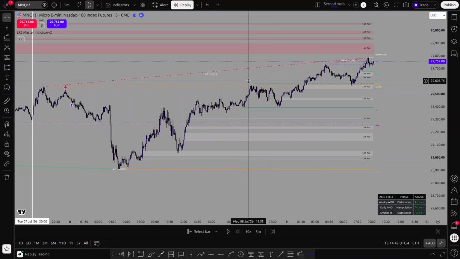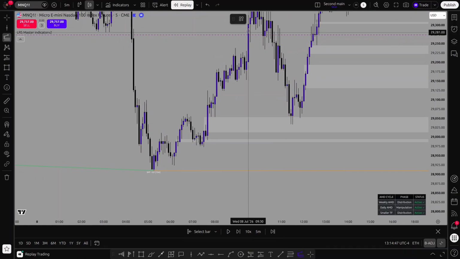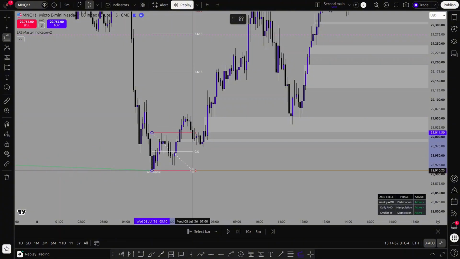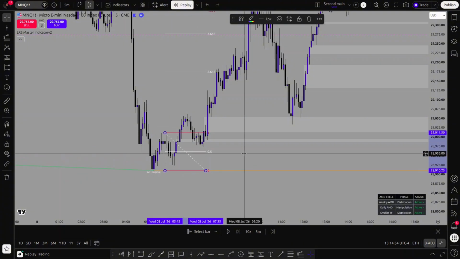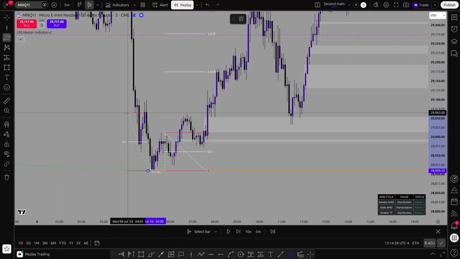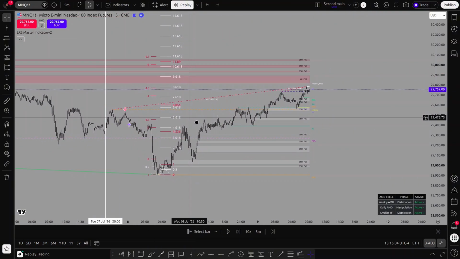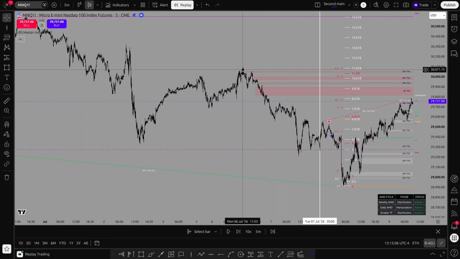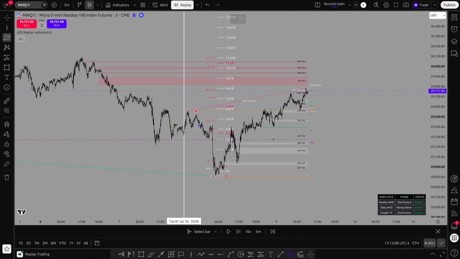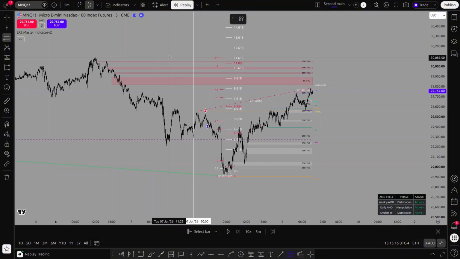What is the wave that I'm currently trying to measure? This wave. Fibonacci extension goes there. Standard deviation goes there as well. My overall range of equilibrium is where? From this swing to that swing low.